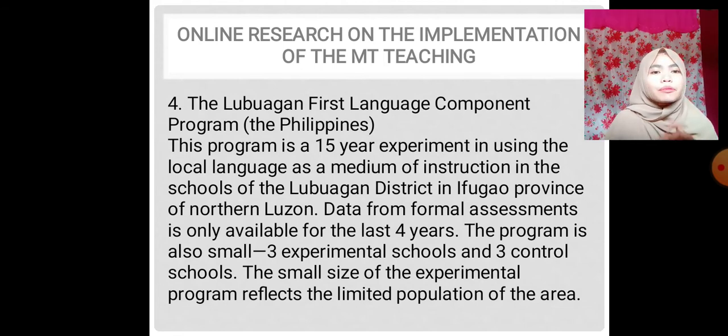Then the data from formal assessment is only available for the last 4 years. The program is also small, 3 experimental schools and 3 control schools. The small size of the experimental program reflects the limited population of the area. It is because of the limited population of the area.